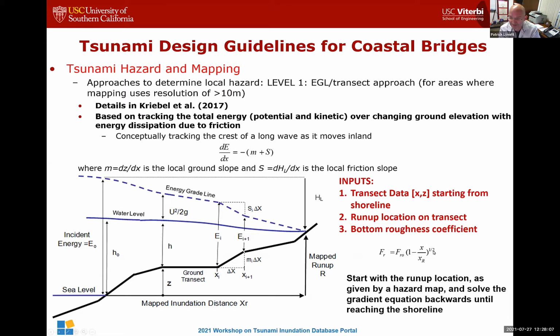And it just decreases by 1/2 with distance power. So that's really it. You find that it can give you reasonable results, but there's an awful lot of scatter in the energy grade line analysis when you compare it to high resolution modeling.